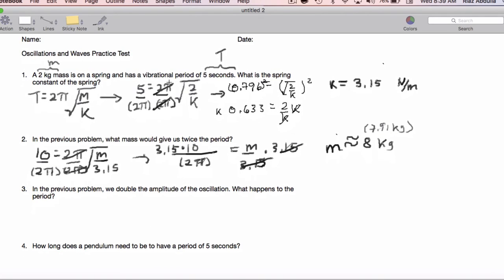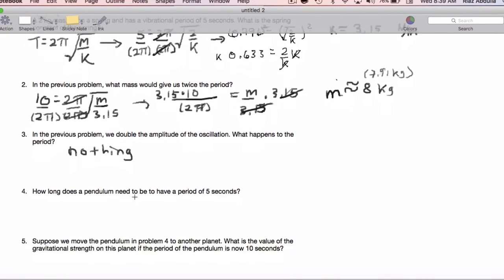Now for number 3, it says we're going to double the amplitude of the oscillation and we want to know what happens to the period. Well, this is actually a trick question. It turns out that the amplitude has nothing to do with the period. So the answer, in fact, is nothing.